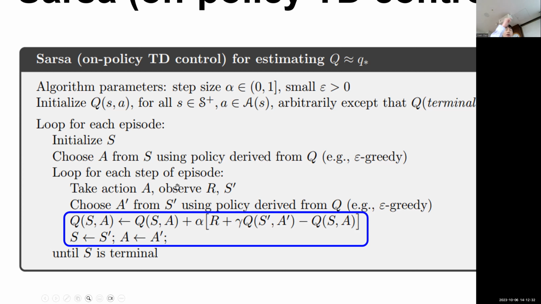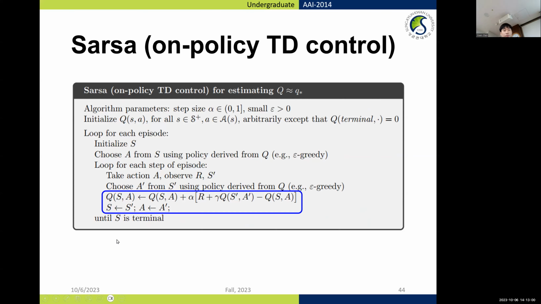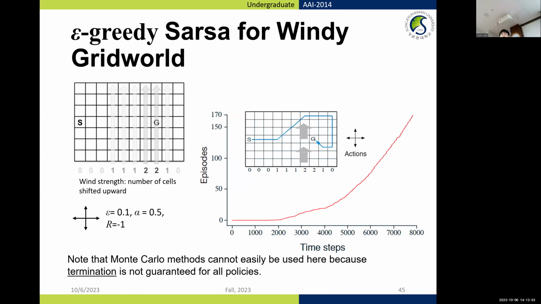This also follows the pattern of TD, right? You have the current state, then you choose an action, you move to the next state, and then from the next state, you update the previous estimate. Okay, then since we are moving to the new state, we update the current state S to S prime and A to A prime. Okay. So let's look at the example.